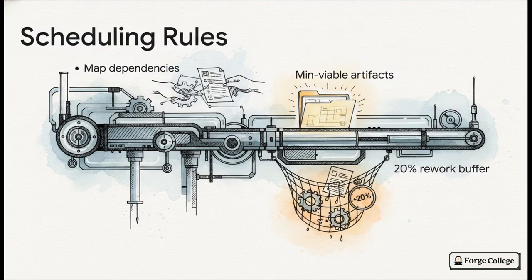To absolutely avoid the dreaded stalled pipeline, you have to explicitly identify your dependencies and handoffs. You need to define the minimum viable artifact for a task to be considered totally done. And always bake in a 20% time buffer for rework. Security audits are just notoriously unpredictable, and cross-cutting issues are going to pop up. That buffer is literally your safety net.